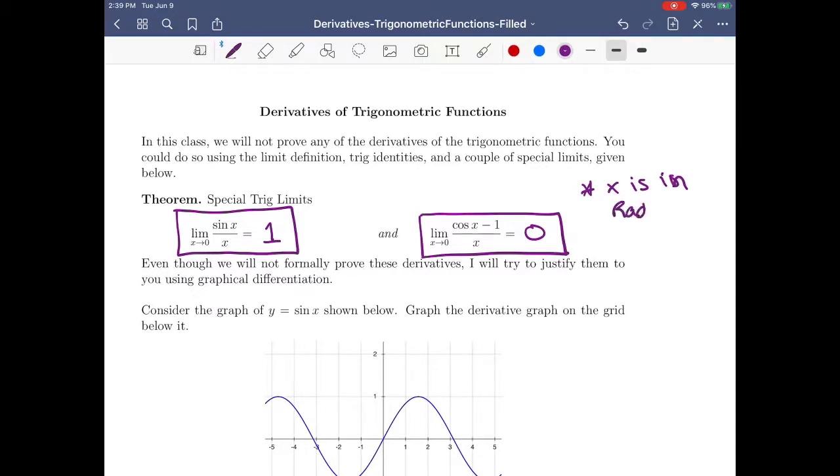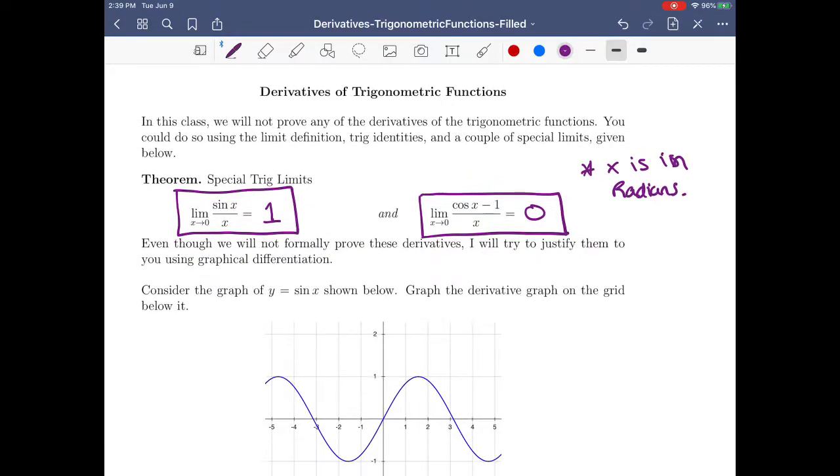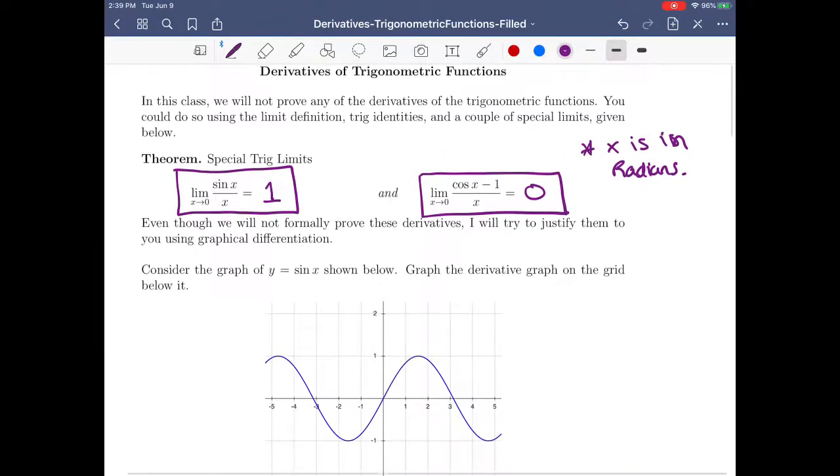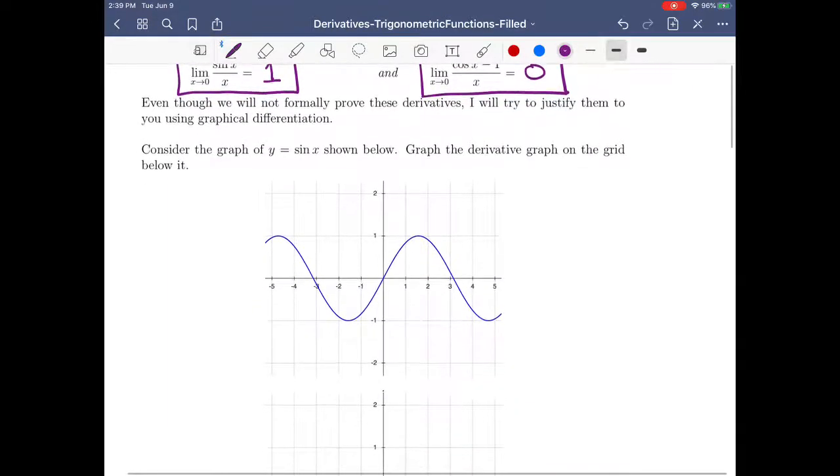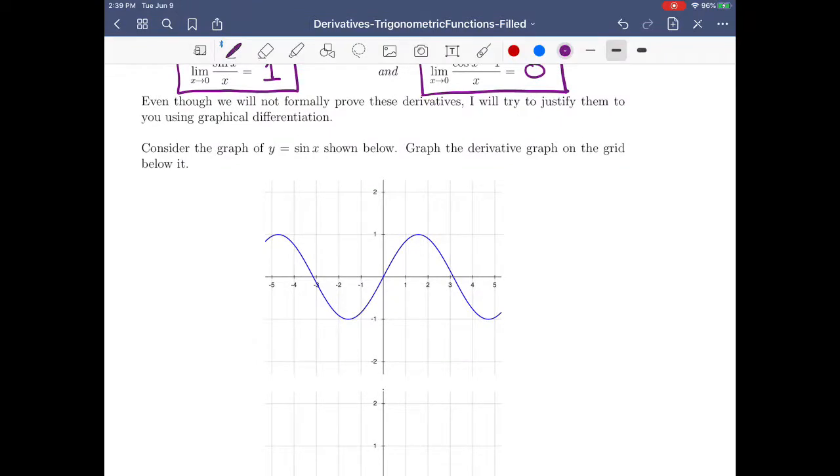Here x is in radians. To try to convince you of the derivatives, at least the sine one, I'm going to use the graph and think about what the derivative will look like. My grid is a little bit funky, but this is the graph of sine. Sine is 1 at pi by 2, 0 at pi, and negative 1 at 3 pi by 2. Over here, this is going to be negative pi by 2, negative pi, and negative 3 pi by 2.